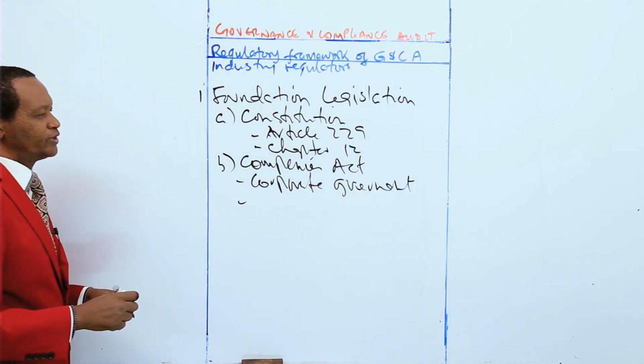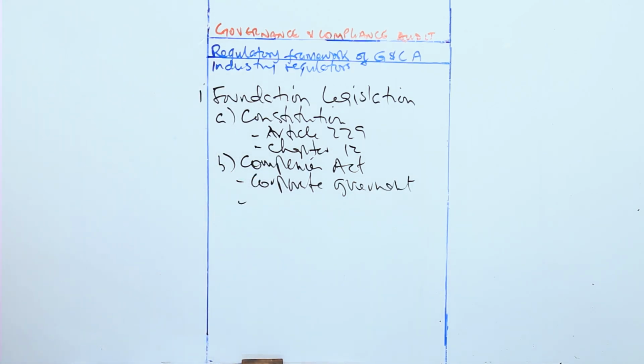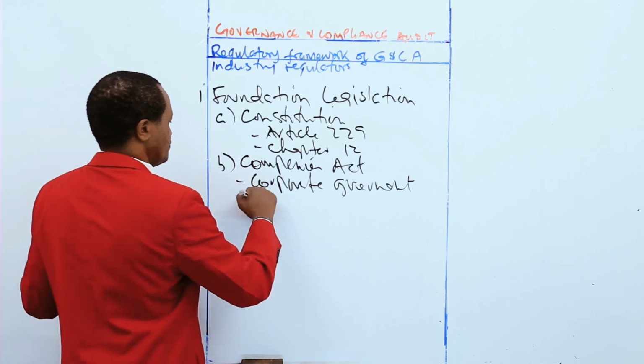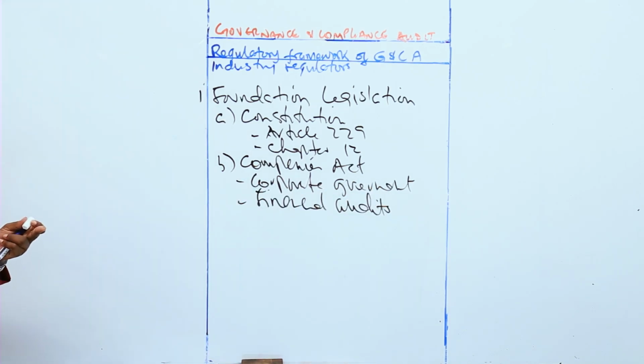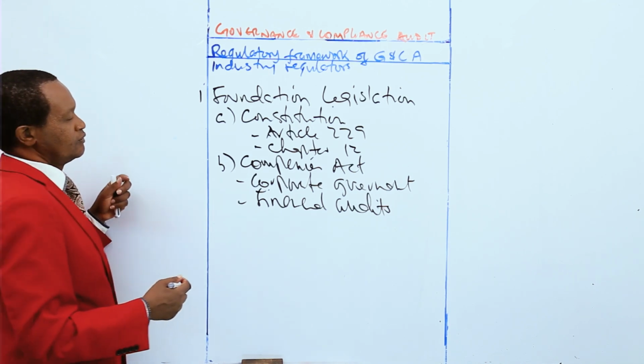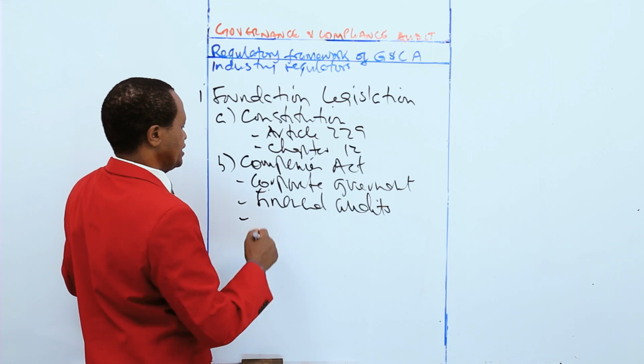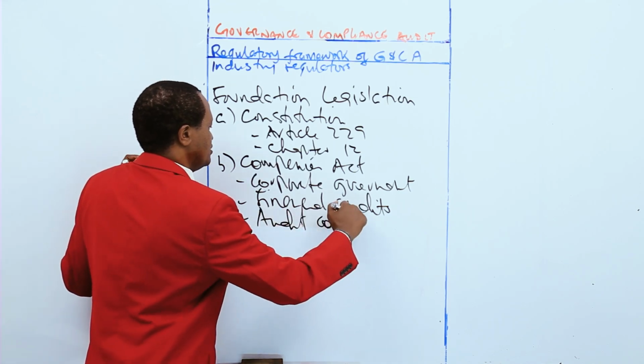Apart from corporate governance, we have the financial audits. The Companies Act mandates annual statutory financial audits for most companies, with exceptions for small companies. And these audits ensure financial statements comply with international financial reporting standards and also provide a true and fair view.